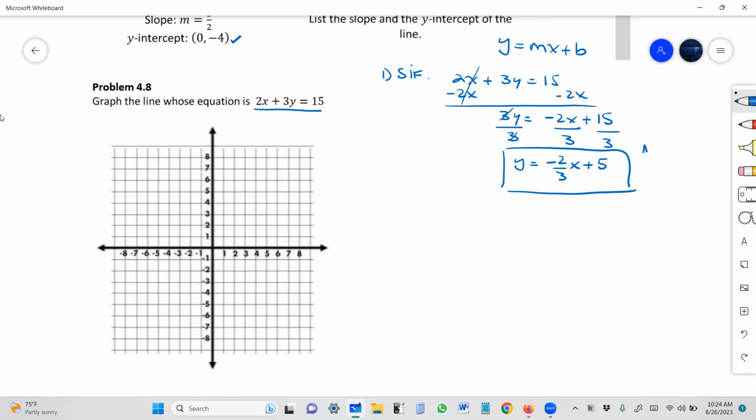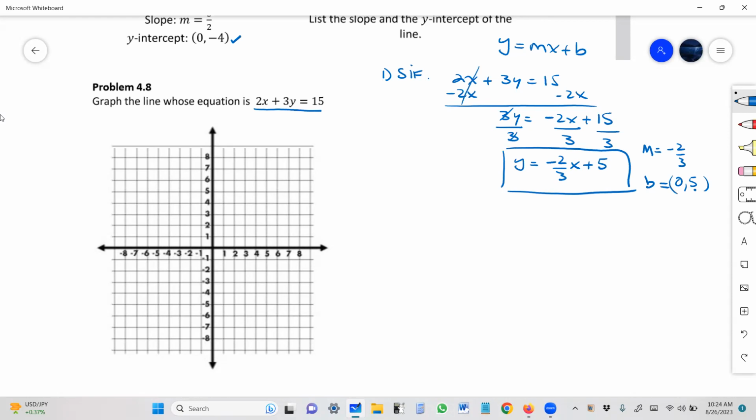The slope, you can write it here on the side if you want. The slope is negative 2/3. And the y-intercept is 0, 5, or just 5 if you want. Okay, now how do we graph this?